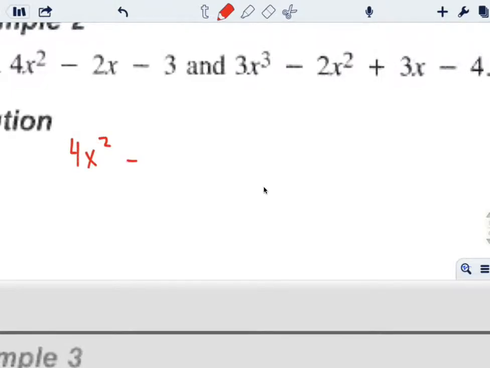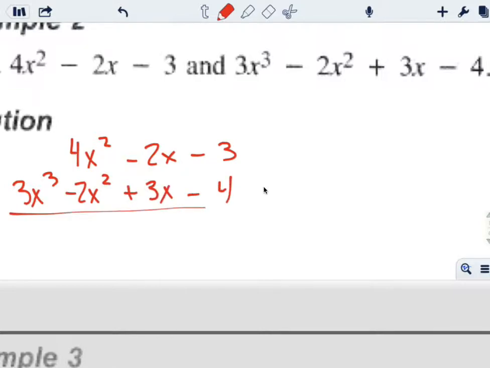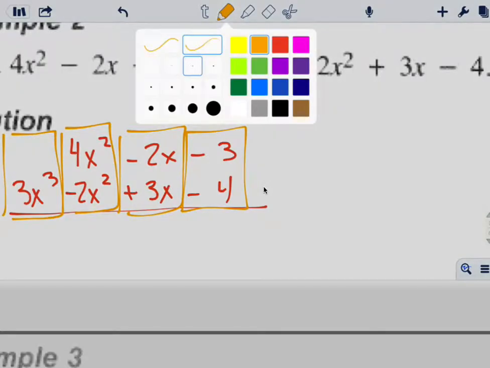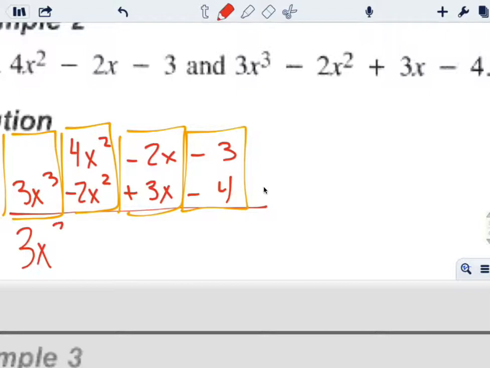4x squared minus 2x minus 3. I've got 3x cubed minus 2x squared plus 3x minus 4. I added vertically. Notice I line up my variables. I've got my x squareds, I've got my x's, I've got my constants, and then the x cubed is by itself. So 3x cubed, 4 minus 2 is positive 2x squared. Negative 2x plus 3x is positive x. Negative 3 minus 4 is negative 7. That's one way to do it.